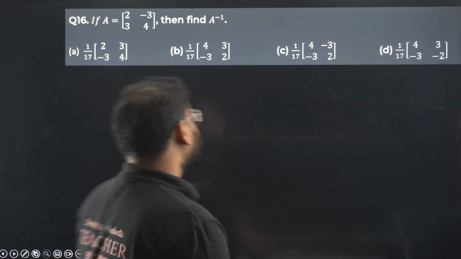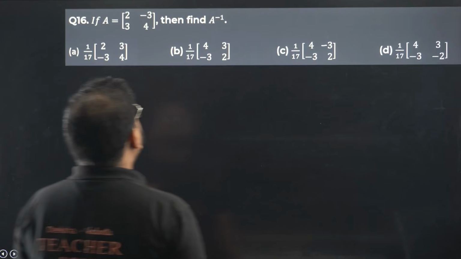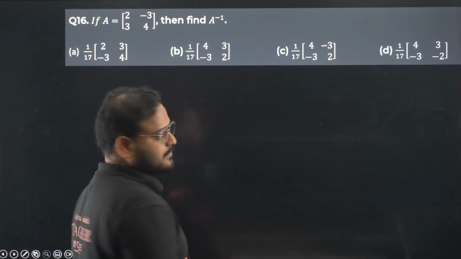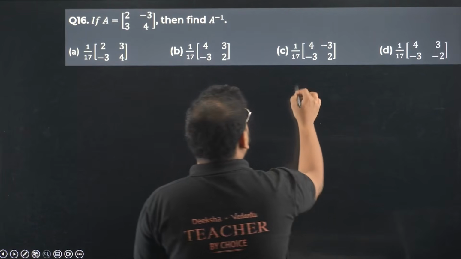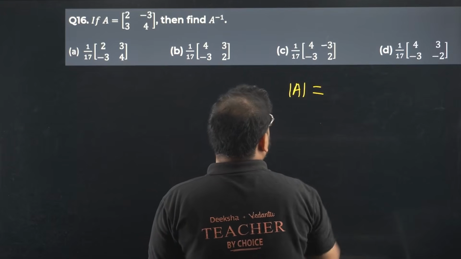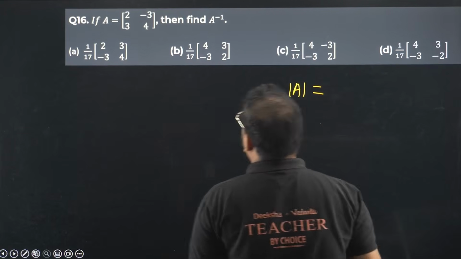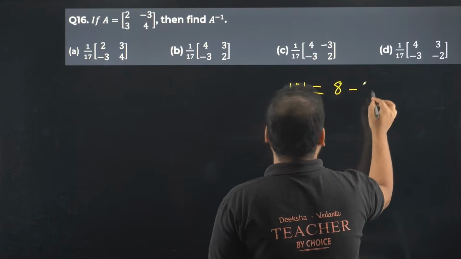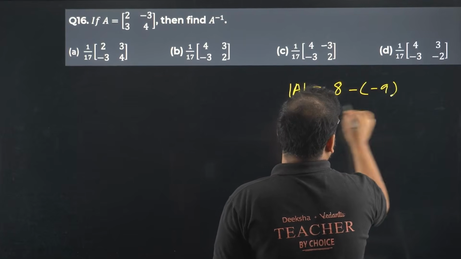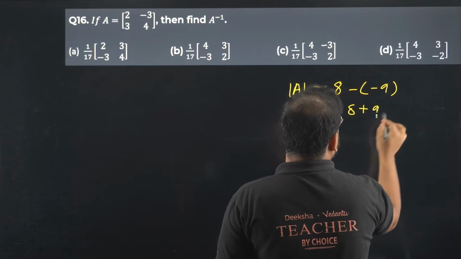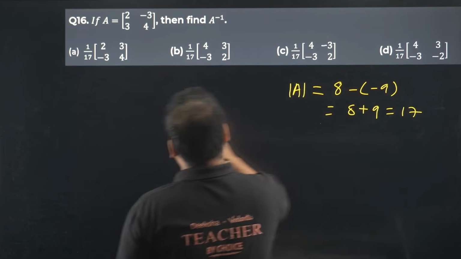Question number 16 now. If A is 2 minus 3, 3, 4, then find the A inverse. First step is to find the determinant. What I get is 8 minus of minus 9, how much is that? 8 plus 9, that is 17.